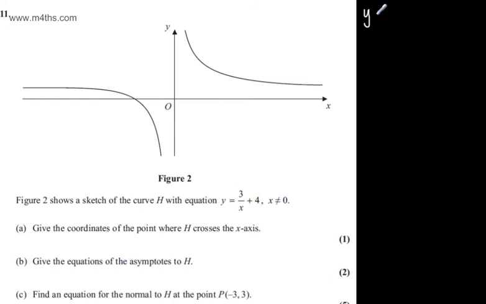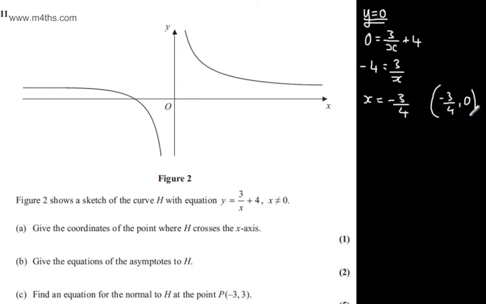h will cross the x-axis when y is equal to 0. So we'll have 0 is equal to 3 over x plus 4. If I subtract 4 from both sides, we've got minus 4 is equal to 3 over x. Dividing both sides by minus 4 and multiplying both sides by x, x will be equal to minus 3/4. So the point of intersection will be minus 3/4, 0.